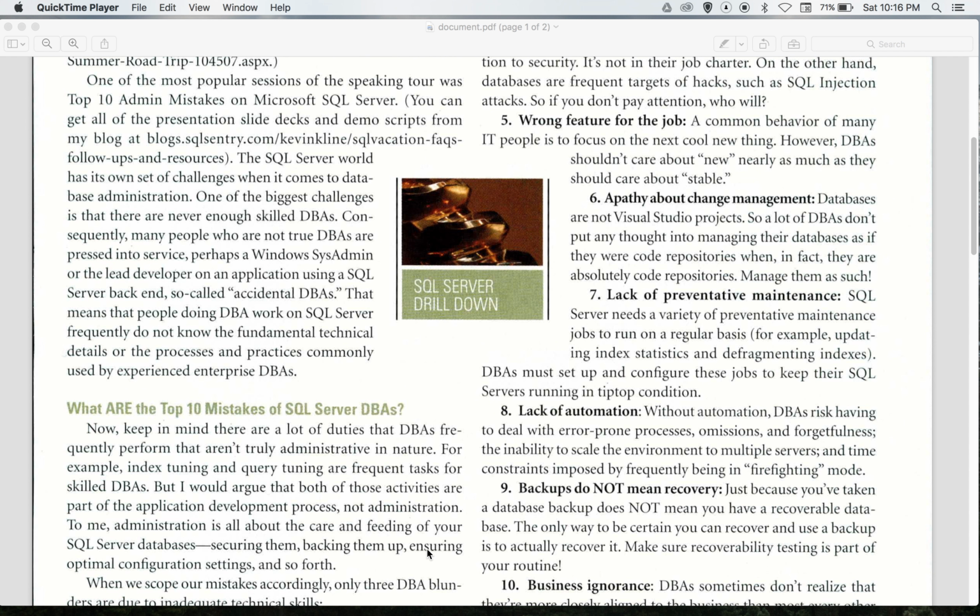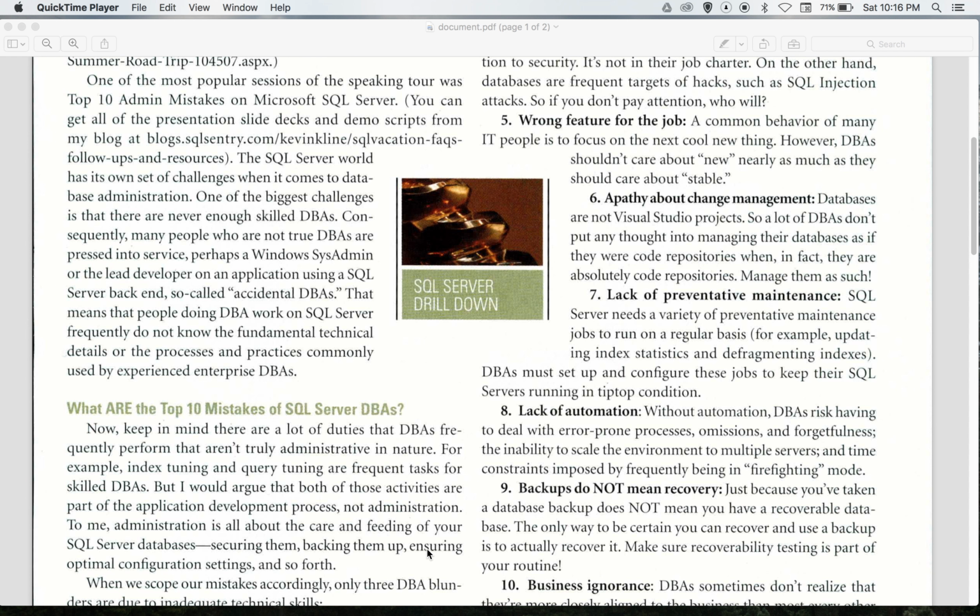Apathy about change management. Databases are not Visual Studio projects, so a lot of DBAs don't put any thought into managing their databases as if they were code repositories, when in fact they are absolutely code repositories. So they need to be managed well.